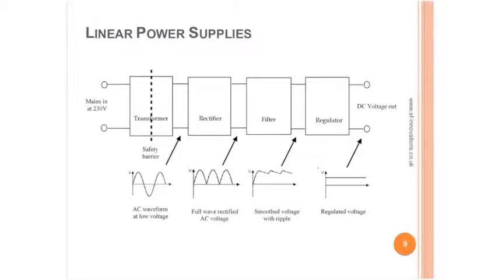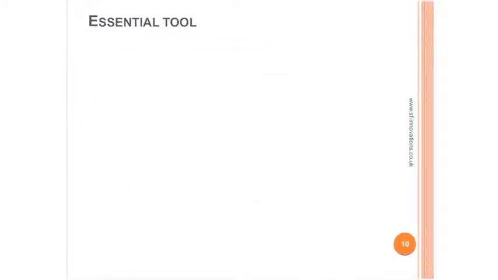Now, this sort of power supply, a linear power supply, and I'm stressing the word linear because we'll look briefly at switching power supplies as well, is not very efficient. If the regulator has too low a voltage going in here, you can get excessive ripple. If it has too high a voltage, you can get excessive heat dissipation, resulting in overheating.